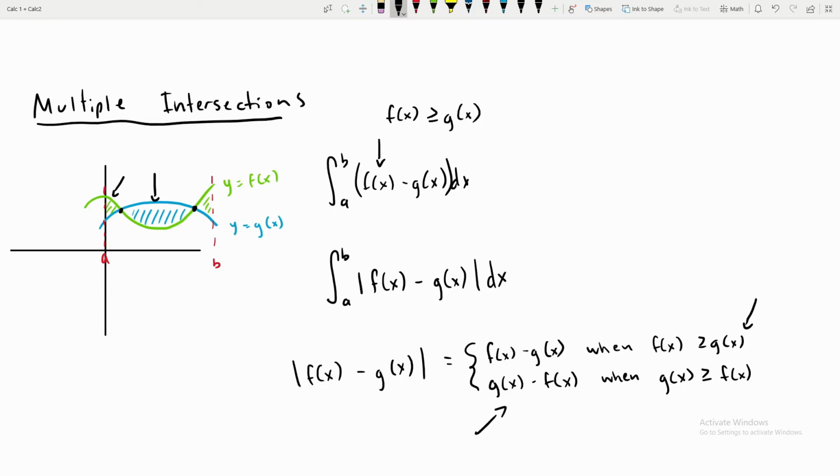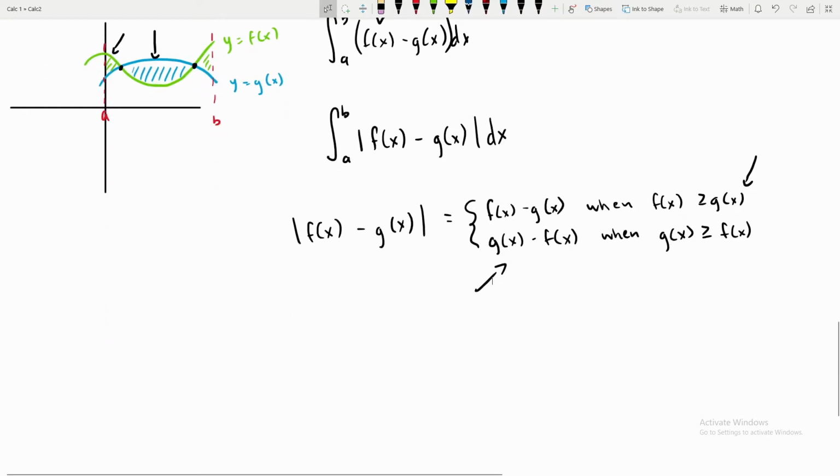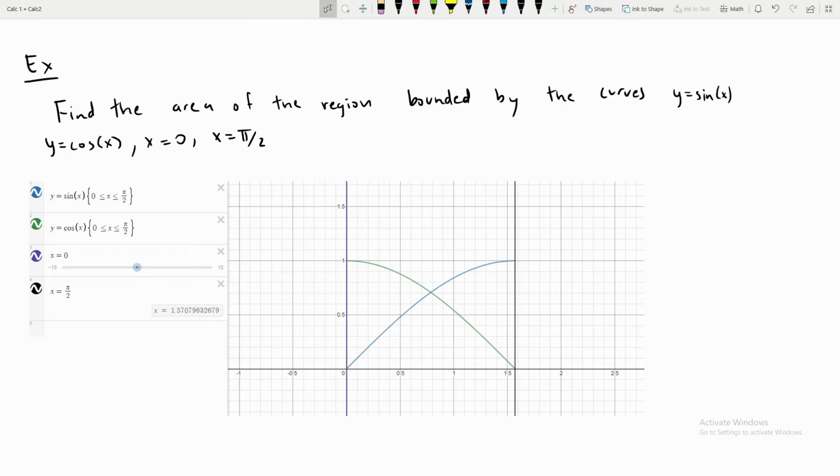Now I'm going to run through an example quickly to show you how we could use this in a problem. So here's an example problem that we could see.